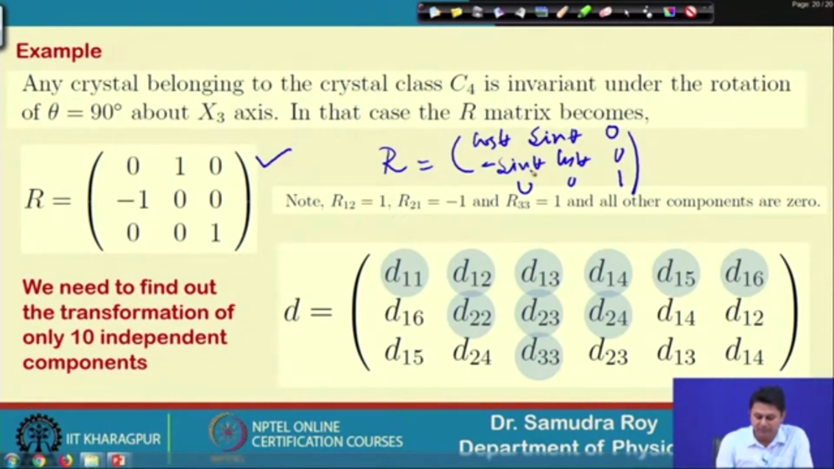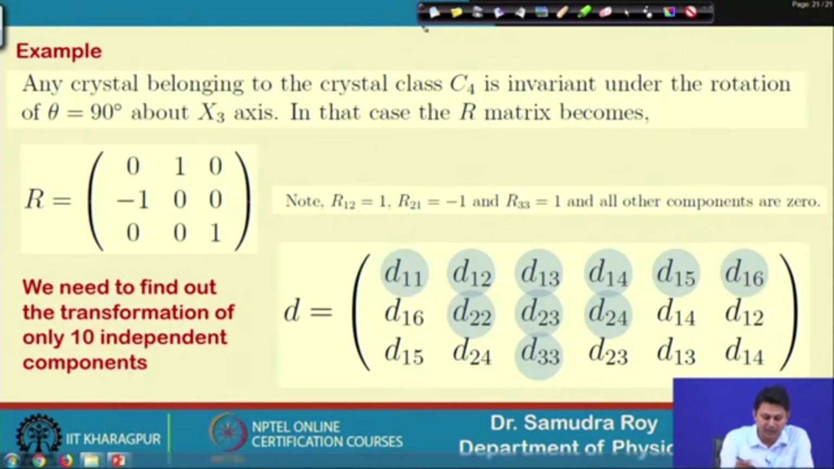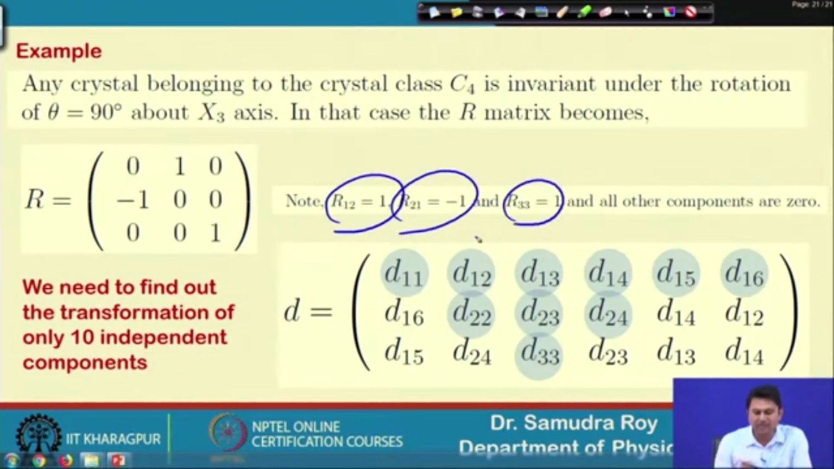Sin 90 degrees should be 1, the negative sign gives me minus 1 here, and cos 90 degrees is 0, and this 1 is there. So eventually we will have the matrix R: 0 1 0, minus 1 0 0, 0 0 1. One thing you should note is that most of these elements are 0. Only 3 elements in the R matrix are non-zero: R12, R21 and R33. These are the terms that will affect this rotation operation, but the other terms, since they are 0, will not play any role.